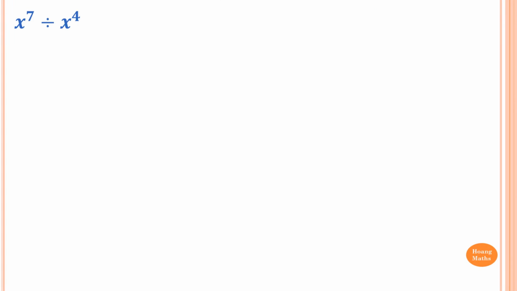Let's do a few examples. So which is x to the 7 minus 4. So 7 minus 4 is 3.